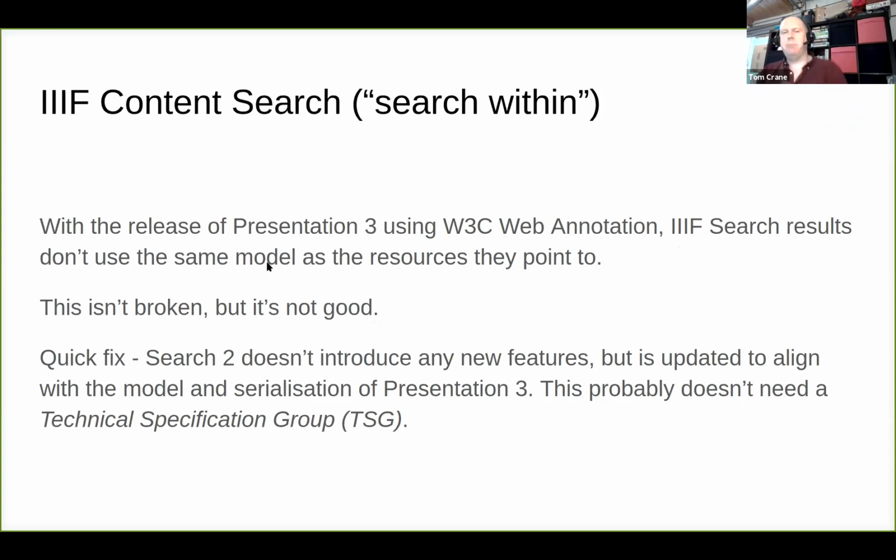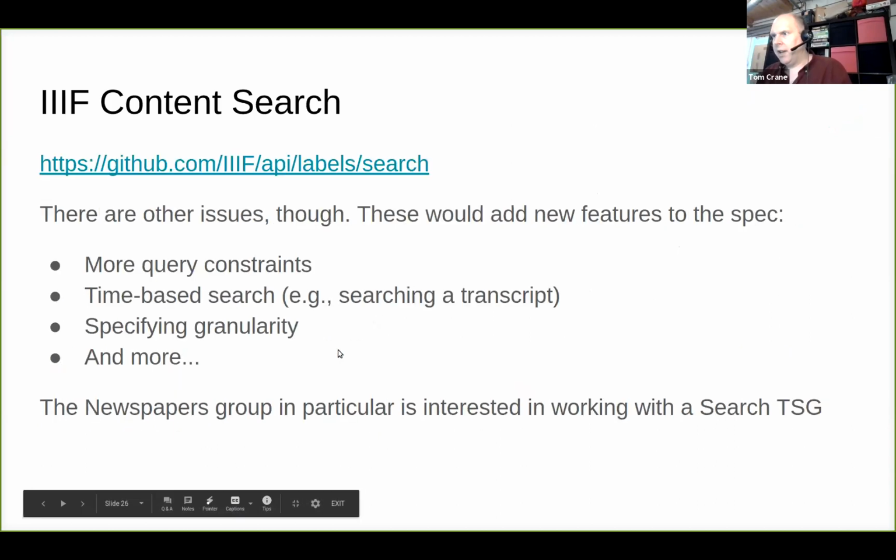Yeah, so as I said, the content search specification is not broken. You could still use it, but it just doesn't look very good if the search results use a different language from the things they're pointing at. So one early proposal was that we just do a kind of quick fix, which probably wouldn't require the formation of a technical specification group. We take the existing functionality and we just make a version that uses the model and serialization of Presentation 3. So that would be one option.